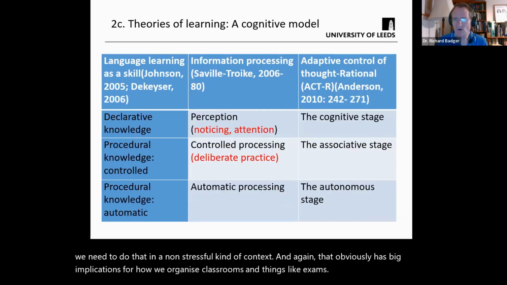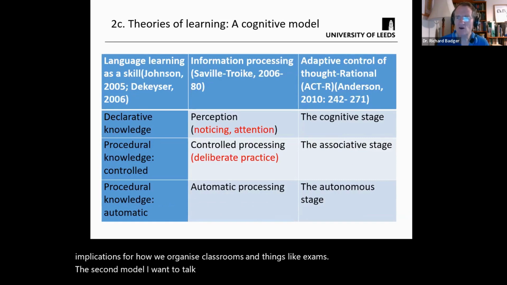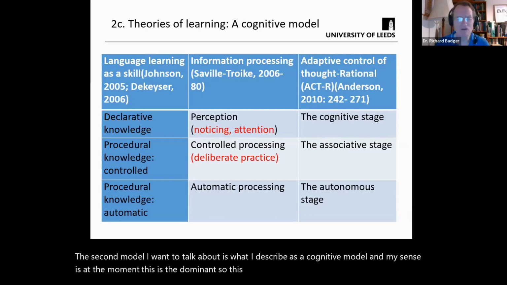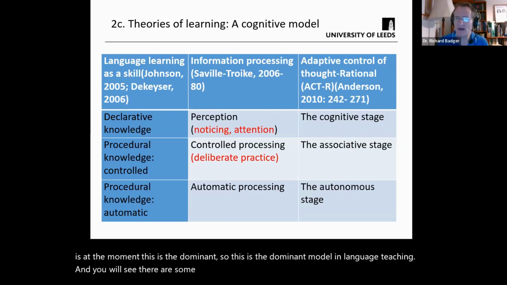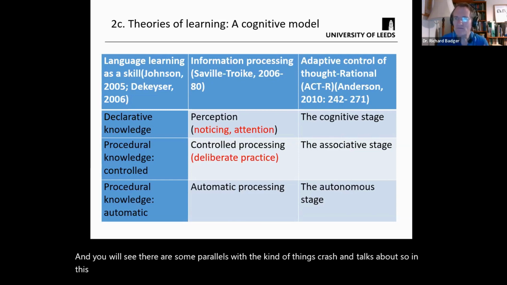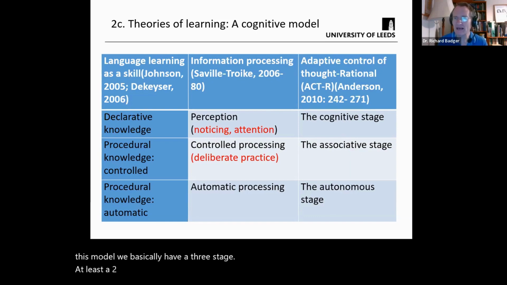Now, the second model I want to talk about is what I describe as a cognitive model. And my sense is at the moment, this is the dominant model in language teaching. You will see there are some parallels with the kind of things Krashen talks about. In this model, we basically have a three-stage, or at least a two-stage model of learning.